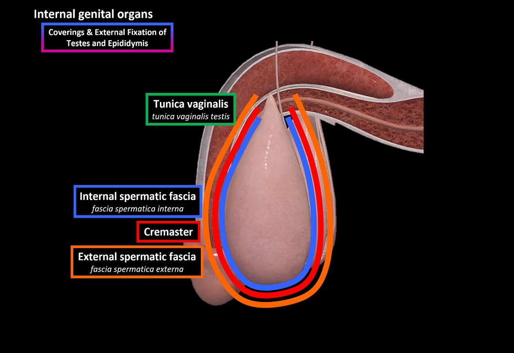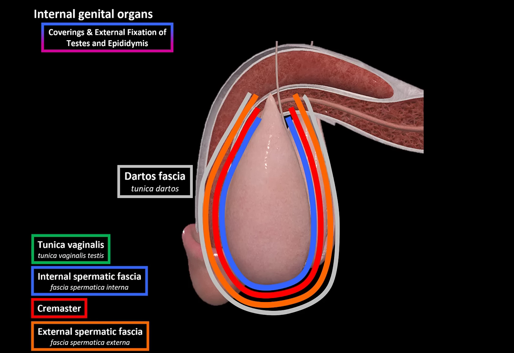Externally to this muscle, we have the external spermatic fascia, which is a continuation of the superficial abdominal fascia. Now, just to complete the picture here, externally to this layer, we're going to have the dartos fascia, which is a layer of connective tissue found in the scrotum and the foreskin in males, and the vaginal lips in females. And then externally to that, we have the skin, and these are basically all the layers of the scrotum.